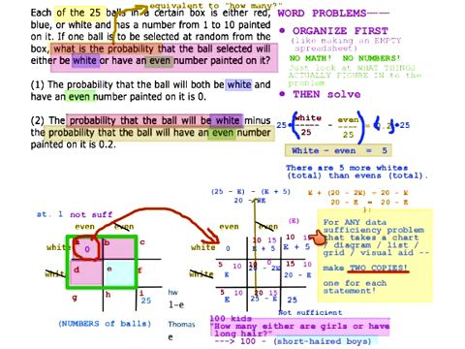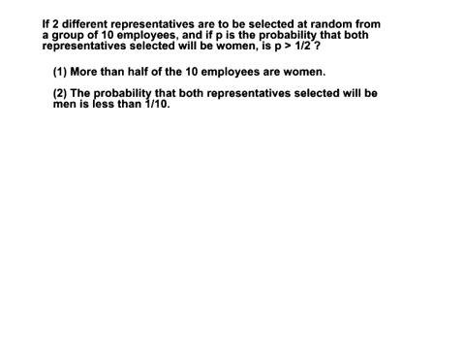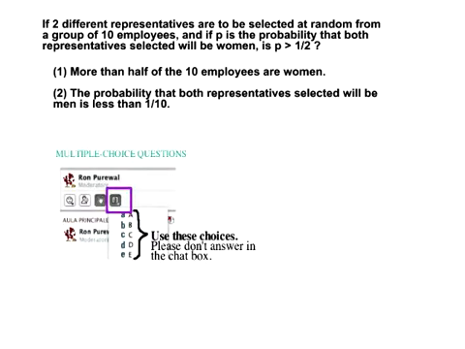Okay, cool. Let's do another one. How about that one? Another data sufficiency. All right, should be picking something here. Picking a thing.